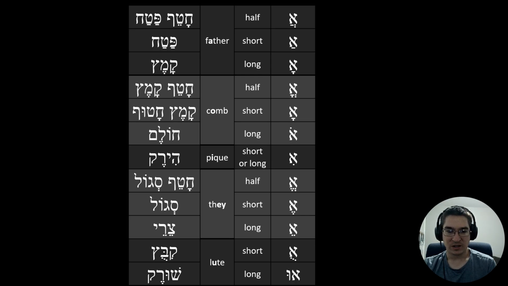The E-class vowels are pronounced like the EY in they. Again, regardless of length, half, short, or long, all are pronounced the same. And finally, with the U-class vowels, the kibbutz and the shurik, we have an oo sound, as in lute.